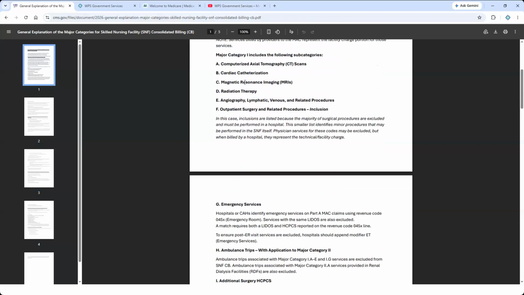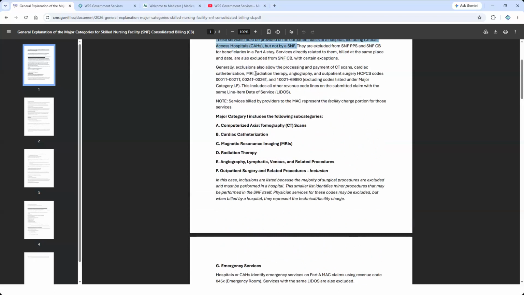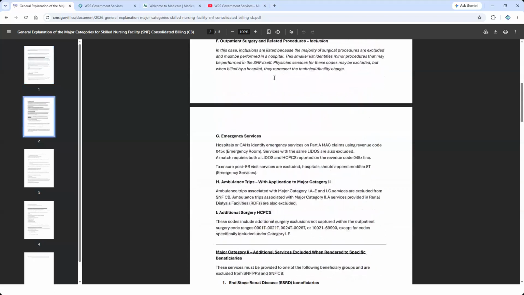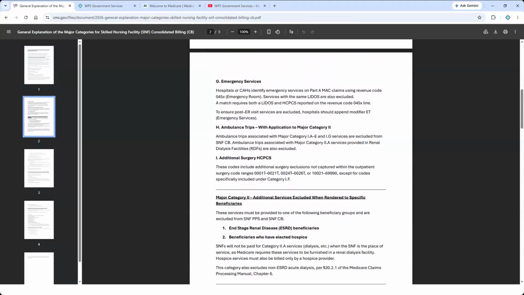Otherwise, anything listed here would be excluded or outside the skilled nursing facility, but you always have to make sure you follow the caveats up here, in particular for major category 1, the skilled nursing facility. I was asked specifically about ambulance trips. I'll get more into that because ambulance trips become a lot harder to understand because they have to be related to certain services and different things like that. So we'll talk more about that.